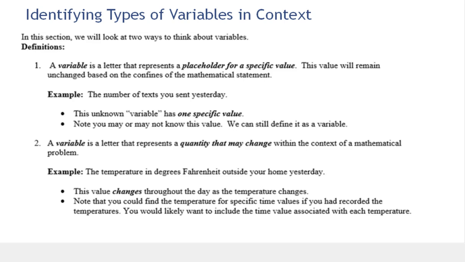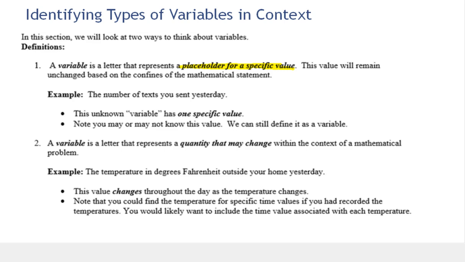So let's get started. In this first video, we're going to identify types of variables in context. So there's two ways we're going to think about variables. And you'll see all of this information is in your packet. So you should read this information before you start a video. We say a variable is a letter that represents a placeholder for a specific value. This value will remain unchanged based on the confines of the mathematical statement. So an example is the number of texts you sent yesterday. So that represents a specific value. Okay? We may or may not know this value, but we can still define it as a variable.